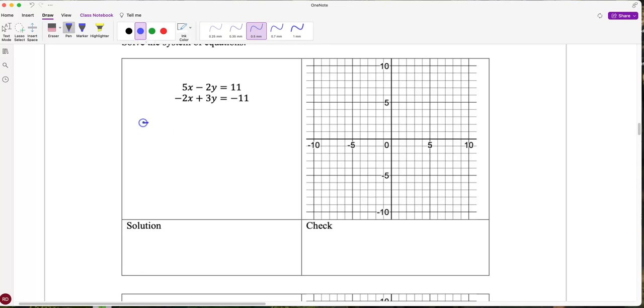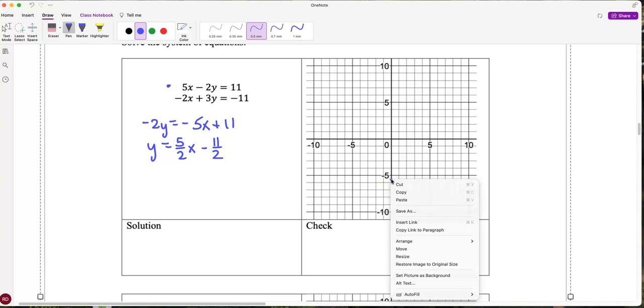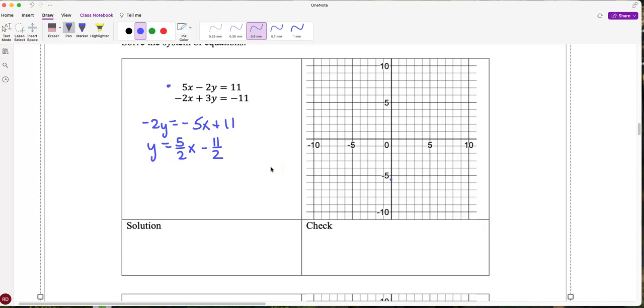Negative 2y, if I take the first one, negative 2y equals negative 5x plus 11. So y is going to be 5 halves x minus 11 halves. If I go to negative 5.5, that's going to be my y-intercept. And then I have to go up 5 over 2. So up 5 over 2 right there.